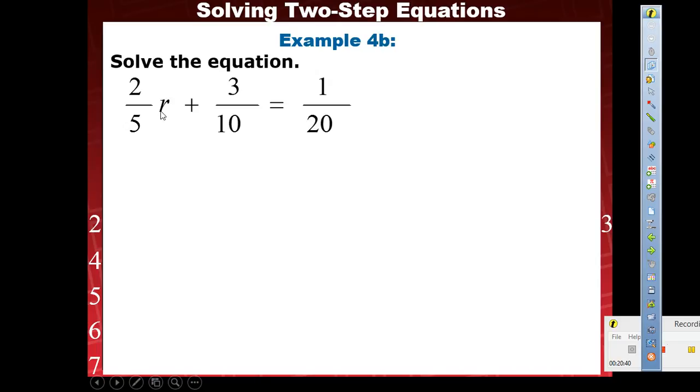Example 4b, we got 2/5 r plus 3/10 equals 1/20. Copy that and see how you do with that by yourself. Go.